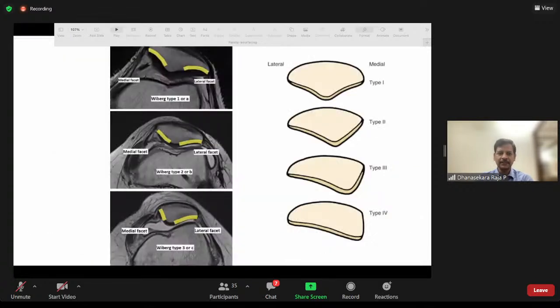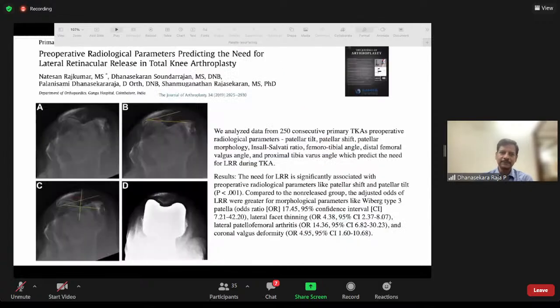So this is the MRI classification. MRI images of the three types of patella. Type 1, where there is equal facet on both sides. Type 2, where there is a smaller medial facet. Type 3 is a major lateral facet. Some other types like a cobblestone type are also present.